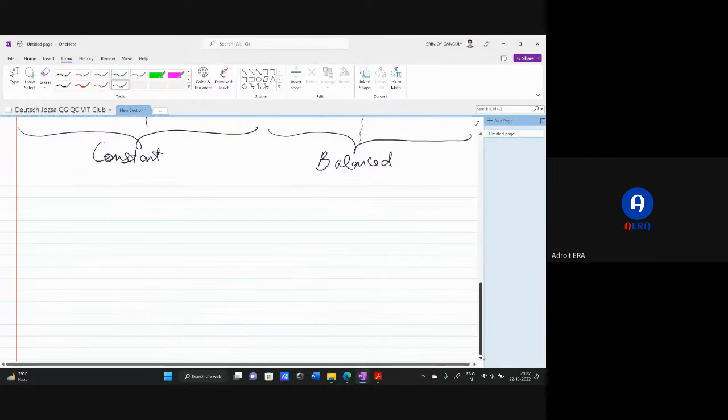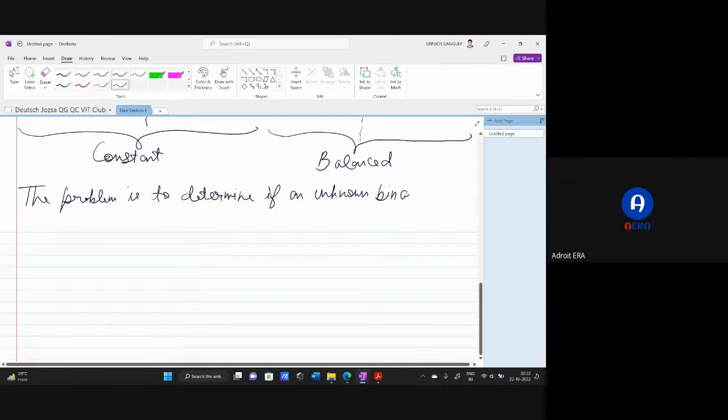So let us note down the XOR condition. The problem is to determine if an unknown binary function f is constant or balanced.